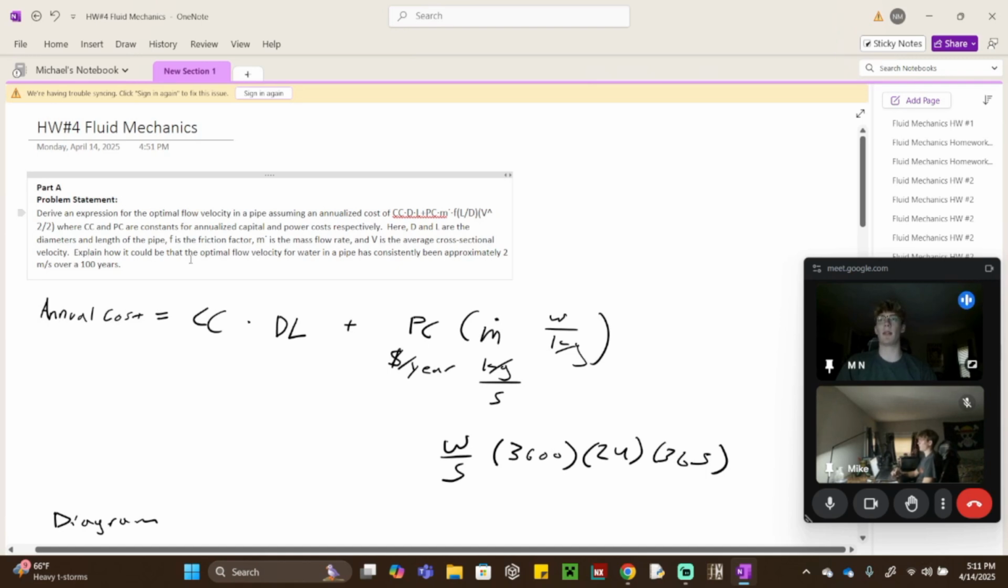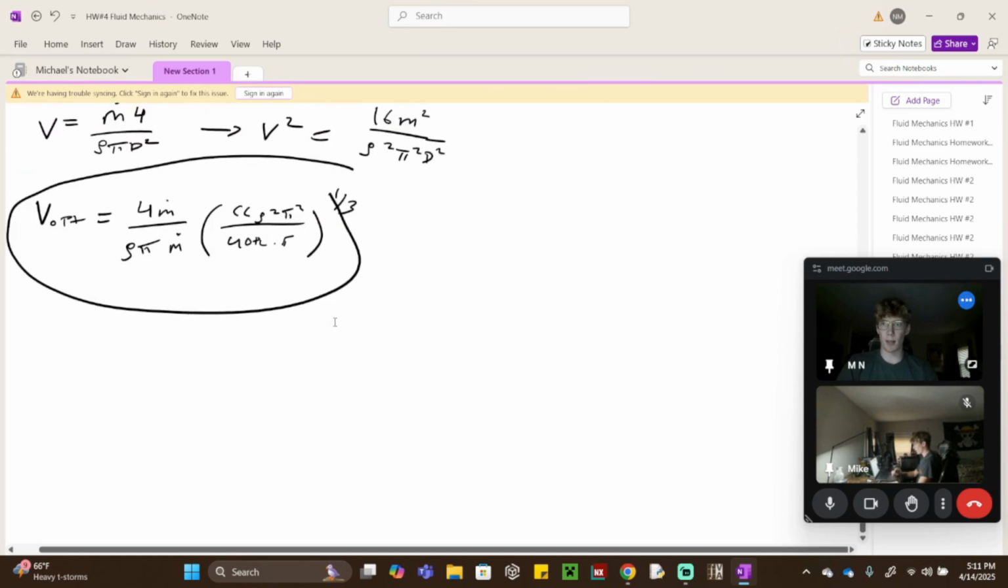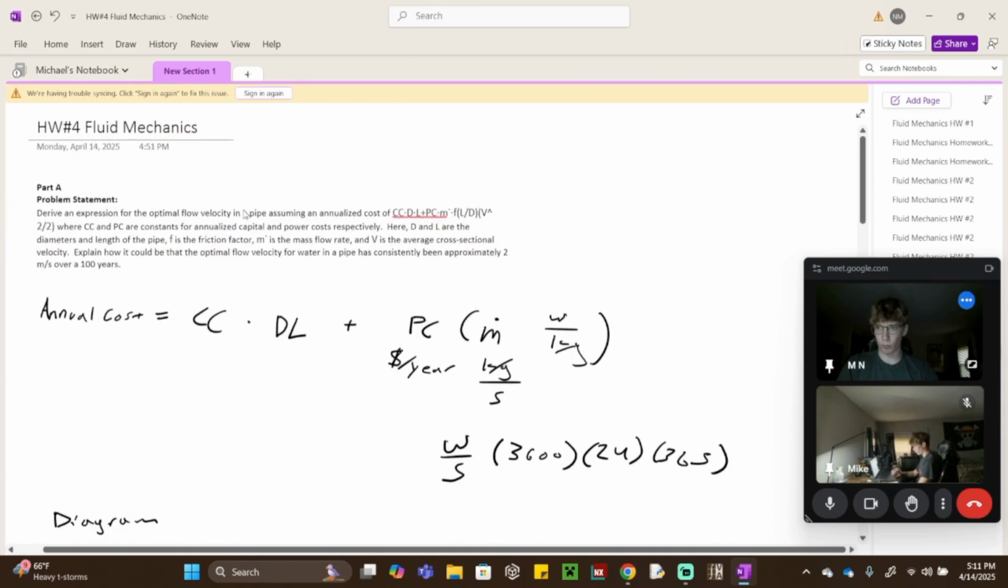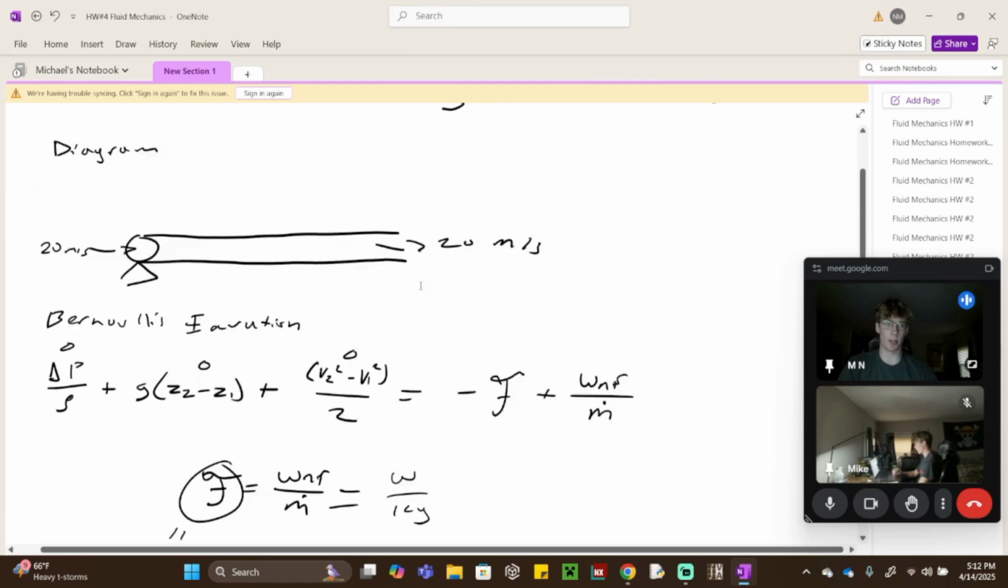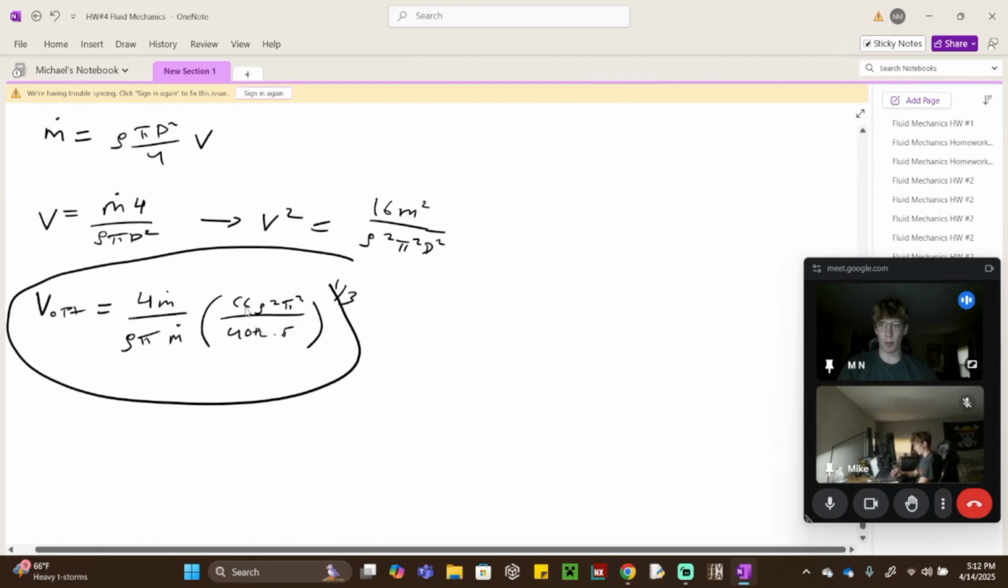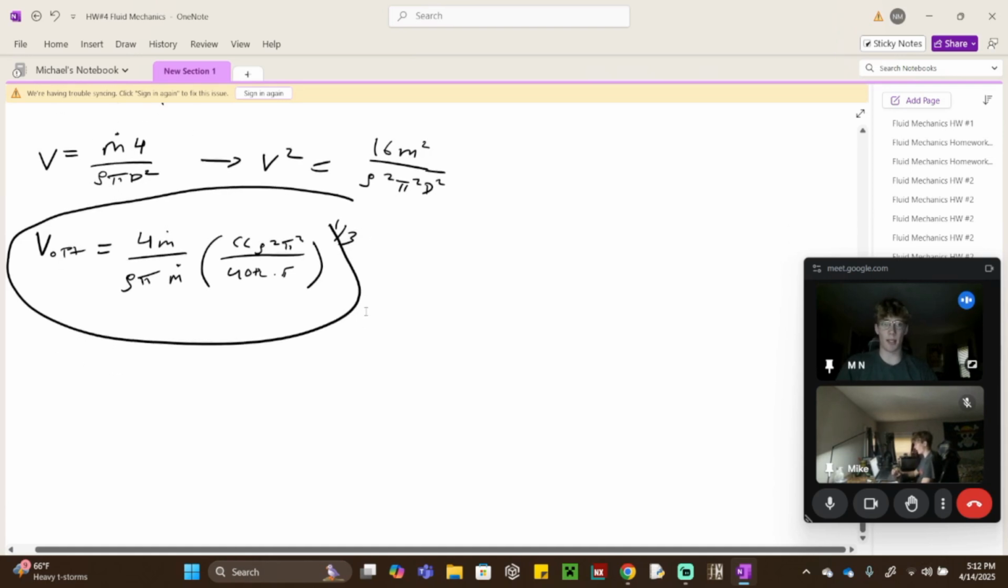But how could it be that the optimal flow velocity for water in a pipe has consistently been approximately 2 meters per second over 100 years? This is due to inflation. So as the Cc increases, the annualized capital increases, the power costs also increase respectively. So when both of these increase, they also get acted on by the power of 1/3, and it keeps the velocity the same for over 100 years, which for water has been 2 meters per second.